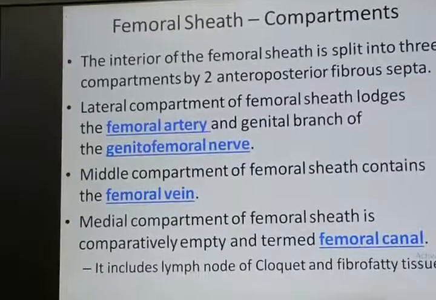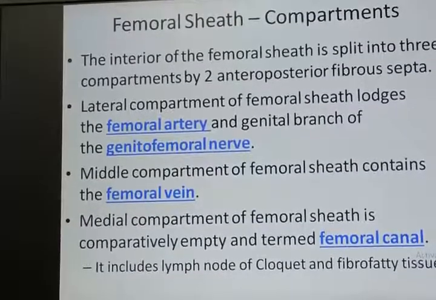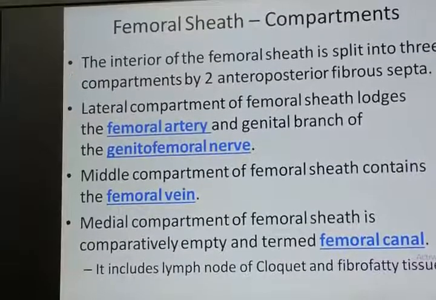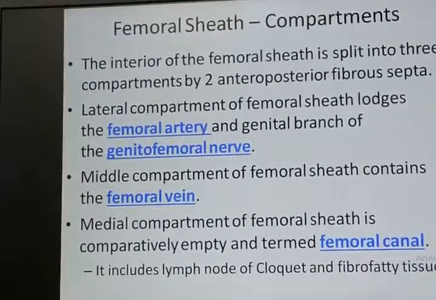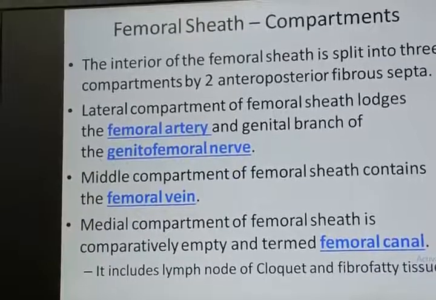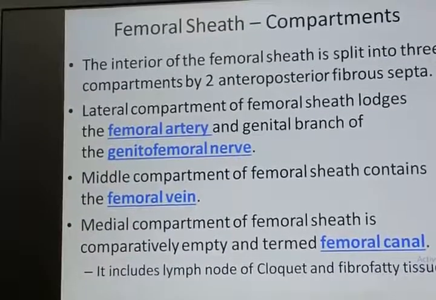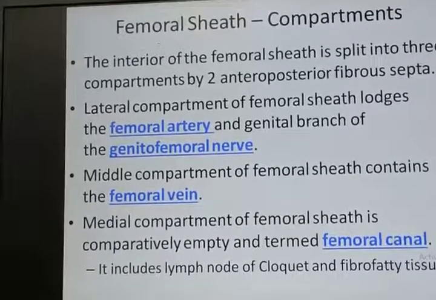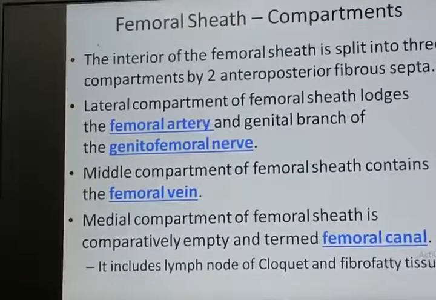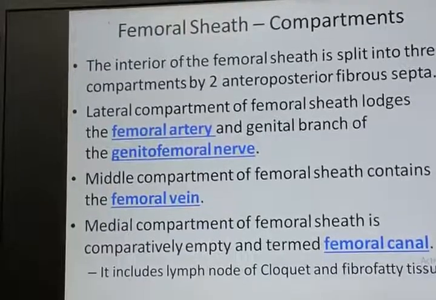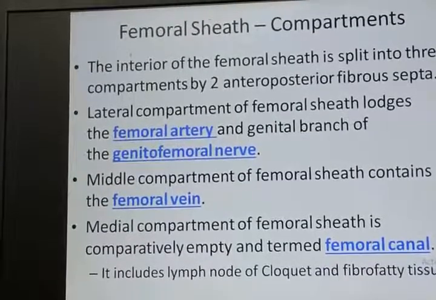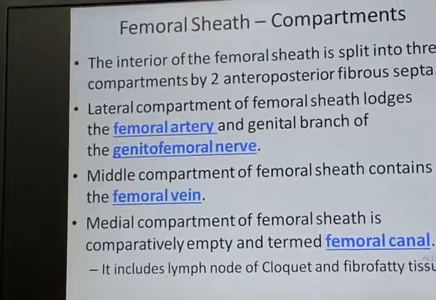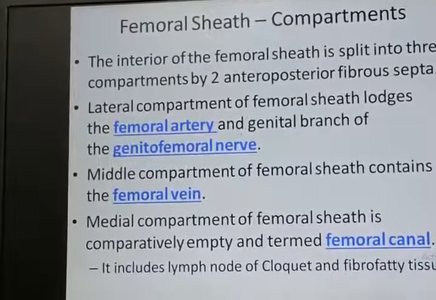Now the interior of the femoral sheath is split into 3 compartments by 2 anteroposterior fibrous septa. The lateral compartment of the femoral sheath lodges the femoral artery and the genital branch of the genitofemoral nerve. And the medial or middle compartment of the femoral sheath contains the femoral vein. And the medial-most compartment of the femoral sheath is comparatively empty and termed the femoral canal, and it includes the lymph node of Cloquet and some fibrofatty tissues.